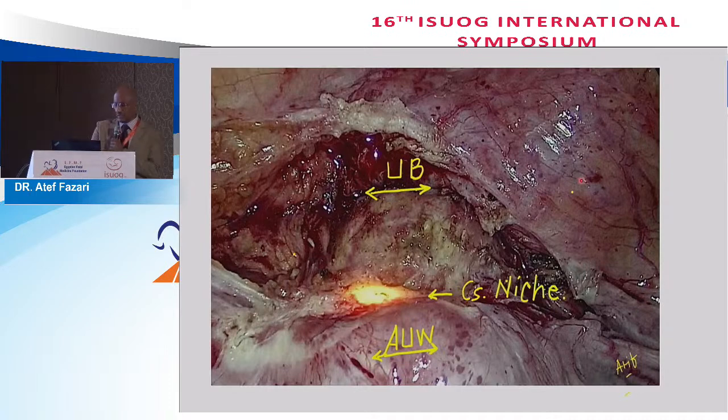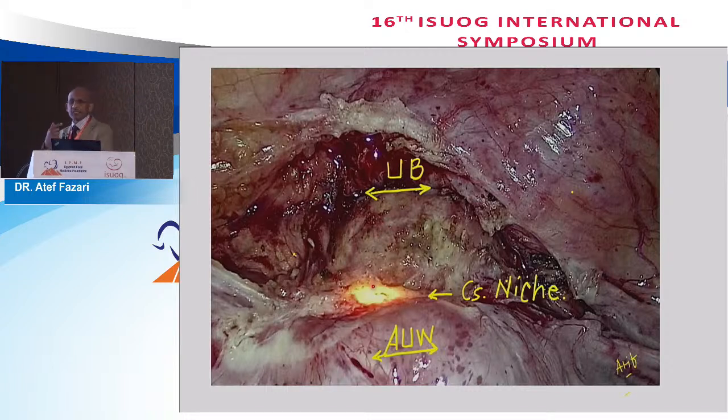We have one case, just to mention something about the niche. This is the urinary bladder. This is the light of the hysteroscope from below, showing the defective membranous side of the scar. This is a scar niche. This is the anterior wall of the uterus, and we did wedge resection here, and we sutured the defect, and we are almost near the cervix, beneath the urinary bladder. This is a niche repair.